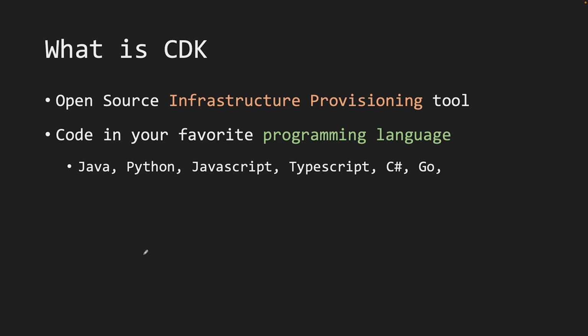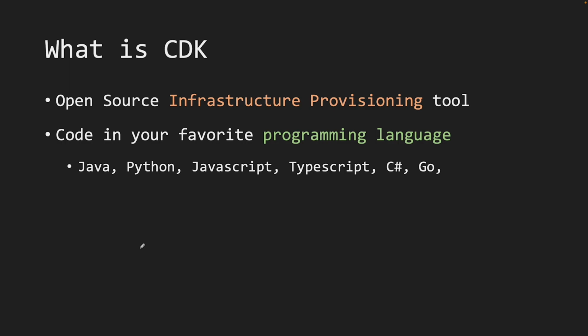In this video, we are going to discuss AWS Cloud Development Kit for Java developers. What is CDK? It's an open source infrastructure provisioning tool created by AWS for developers. This makes creating and defining AWS resources pretty developer friendly.